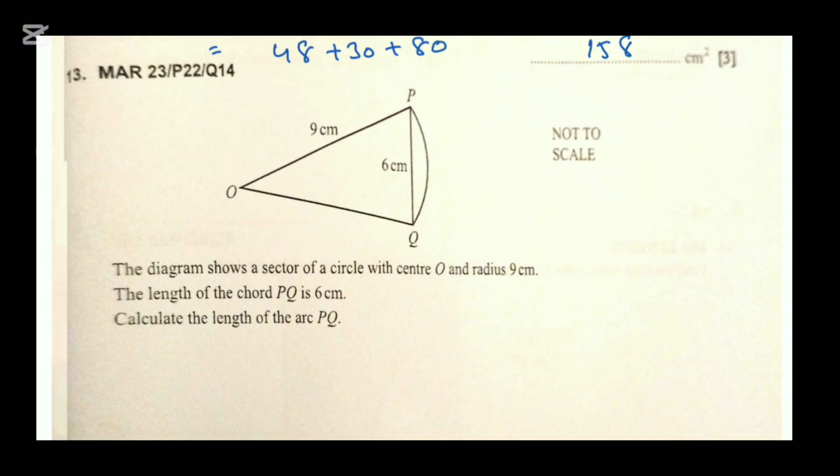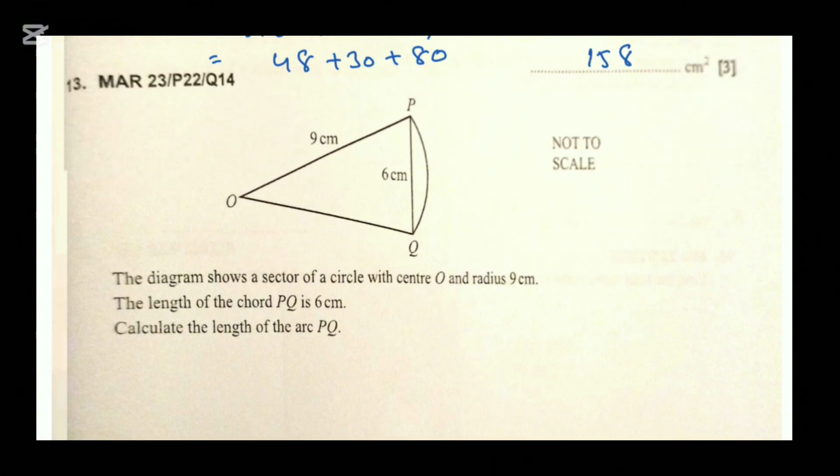Okay. So the diagram shows a sector of a circle with center O and radius 9 centimeter. The length of the chord is this. Calculate the length of the arc PQ. So here what we have to find, length of the arc PQ.